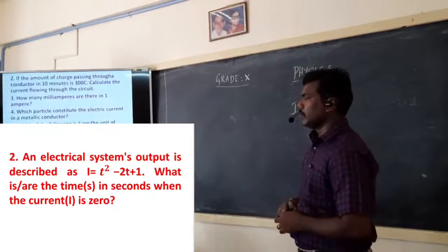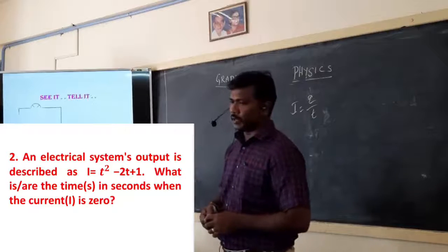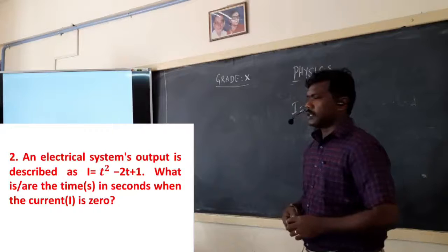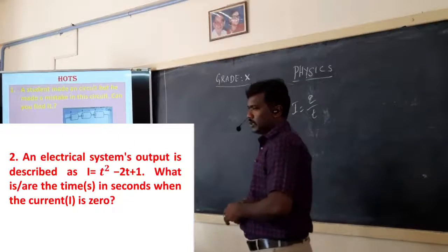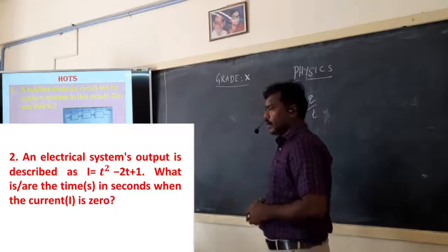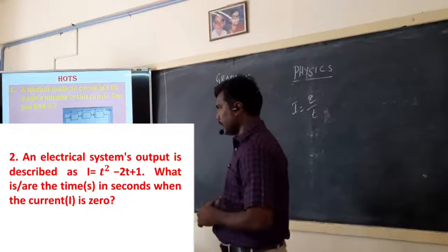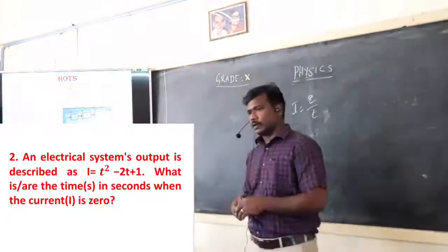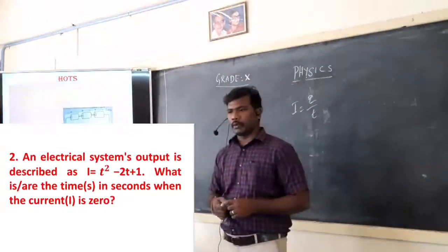I is equal to t square minus 2t plus 1. This is the question. Now you are going to calculate the time in seconds when the current is 0. At which time the current is equal to 0. I is equal to t square minus 2t plus 1, and you are going to calculate at which time I is equal to 0.